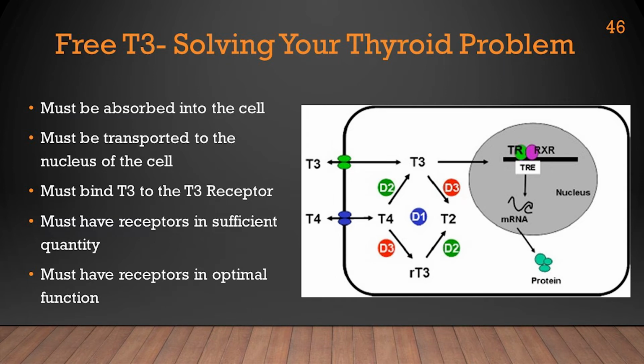You've got to have proper binding. Maybe you've got a genetic SNP where the binding protein for T3 is slightly deformed and it doesn't hold as tight as it should to the T3.